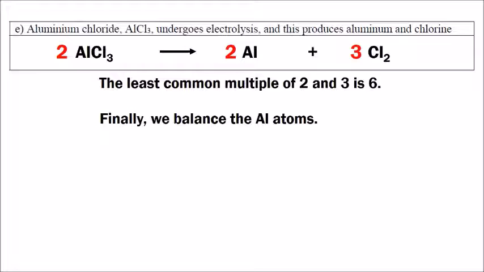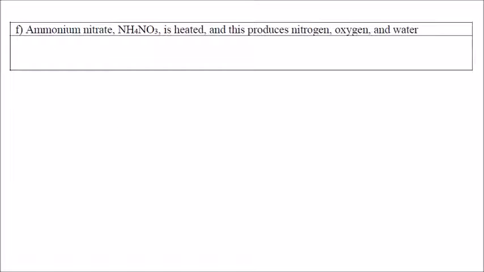All right, our next chemical reaction involves ammonium nitrate, which has the formula NH4NO3, and there are 3 products of this reaction. We have nitrogen, which is one of the diatomic elements, oxygen, also diatomic, and water, H2O.